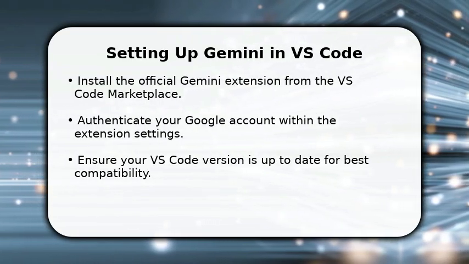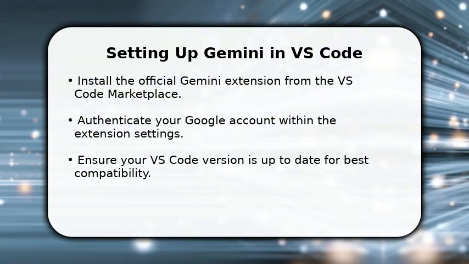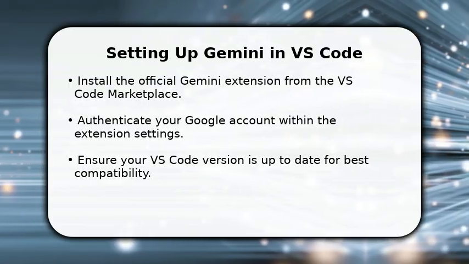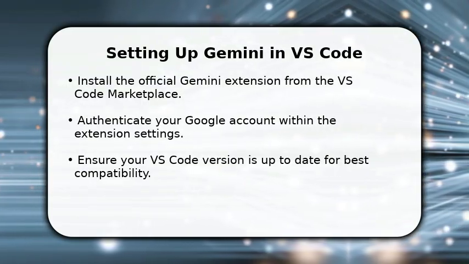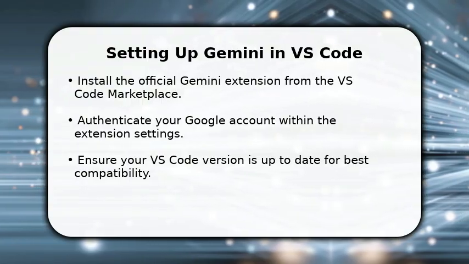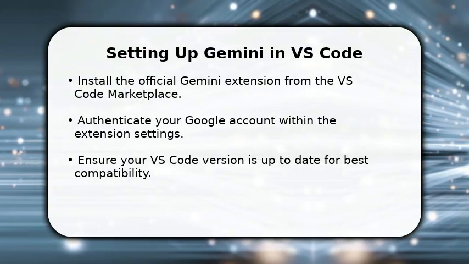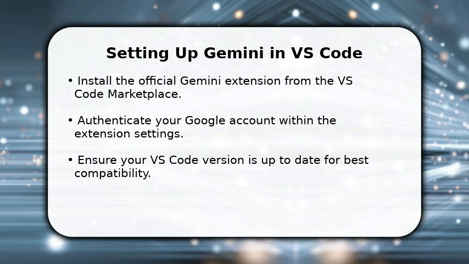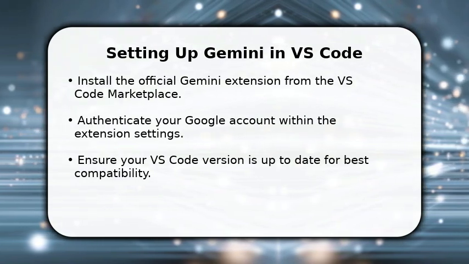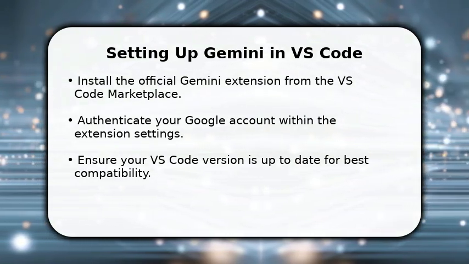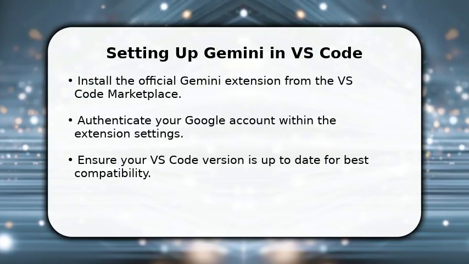Once installed, navigate to the extension settings and follow the prompts to authenticate with your Google account. This crucial step links your VS Code environment to Gemini's powerful AI capabilities, allowing seamless interaction. Make sure your VS Code is updated for optimal performance.